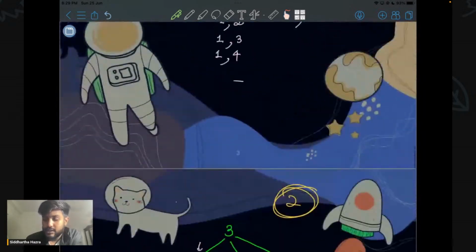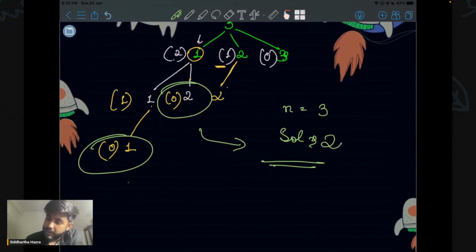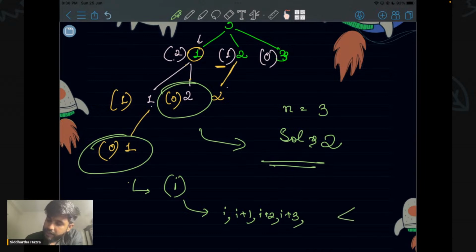So the base case will remain the same, where we are getting 0. What is the recursive case? Recursive case is something like this: if the current element is I, then the next element should be I plus 1, I plus 2, I plus 3, till the value is less than the element. Now we would do the same thing. We would write the recursive solution and then the tabulation approach. Okay, fair enough. Let's move to the coding part.